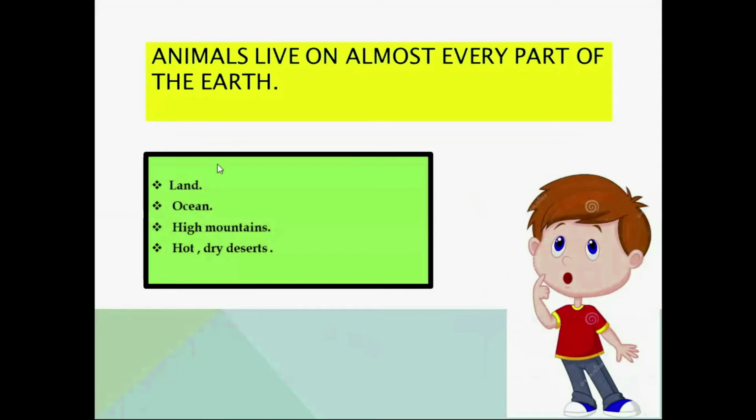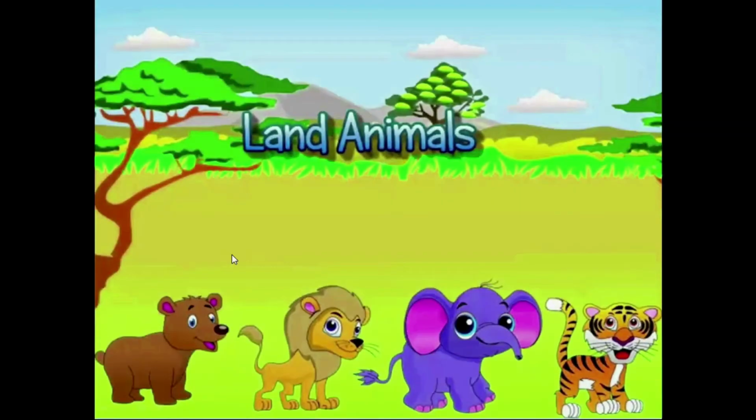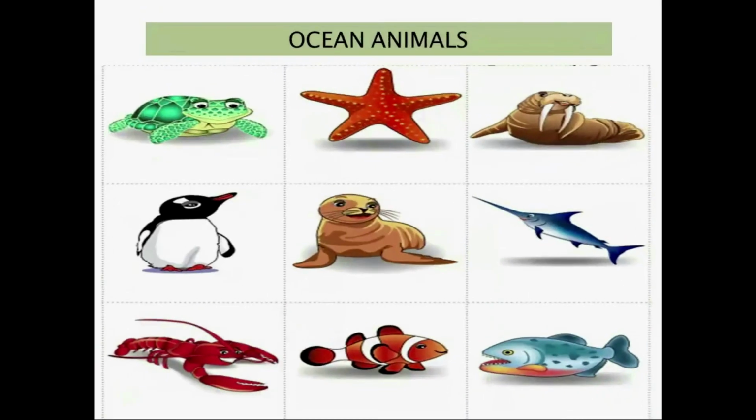They can live on land, they can live in the ocean, they can live on high mountains, and they can live in hot, dry deserts. Land animals are mostly animals around you. Have you ever seen a bear in cartoons or maybe on the National Geographic Channel or Discovery? Bear, lion, elephant, and tiger, these all are land animals. They live on land. And then we have ocean animals.